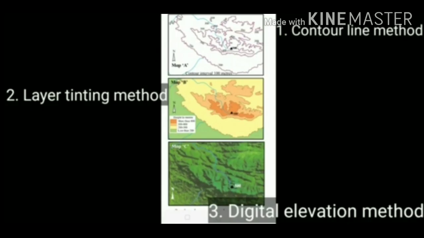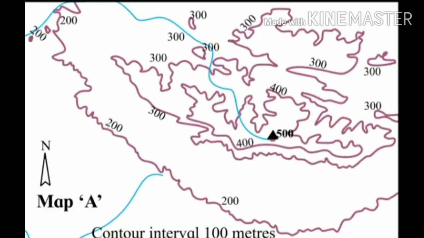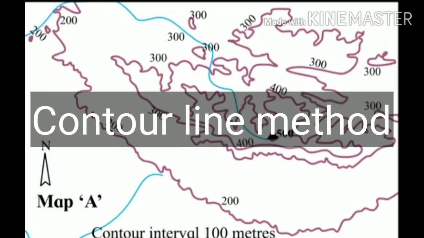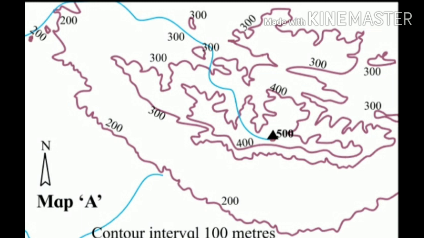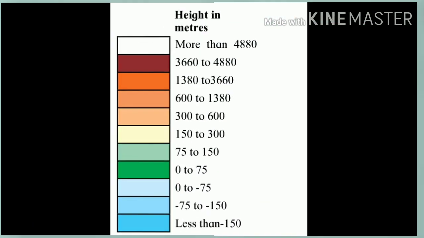There are different methods of showing landforms on a map. The first method is the contour line method. In this method, we studied that points of the same height are identified. Their position is marked accurately on the map. These locations are joined with a line. Such lines are called contour lines.